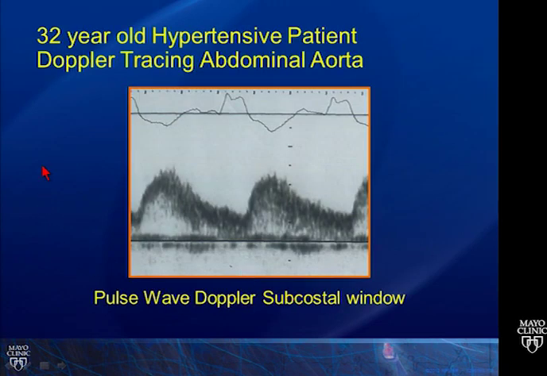Two more cases, and we're really on the home stretch here. So case 24, just one image, a 32-year-old hypertensive patient, and this is abdominal aortic Doppler from the subcostal window. This is one of those you know it or you don't know it, so we'll just go ahead and have you key in your answers.